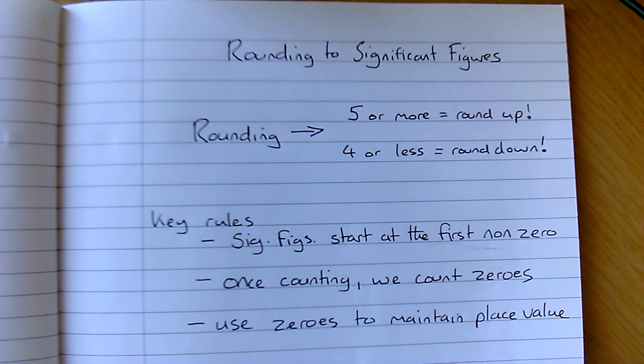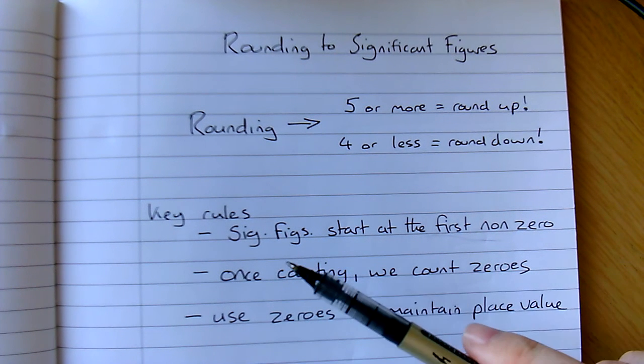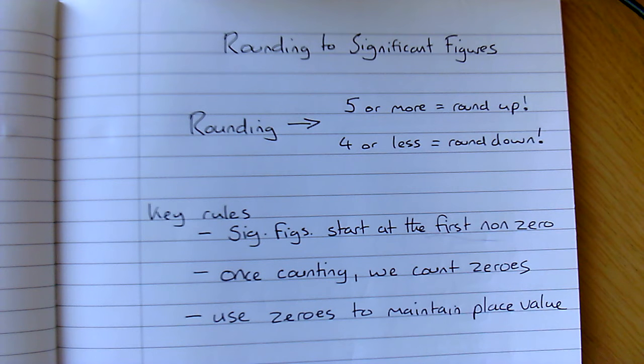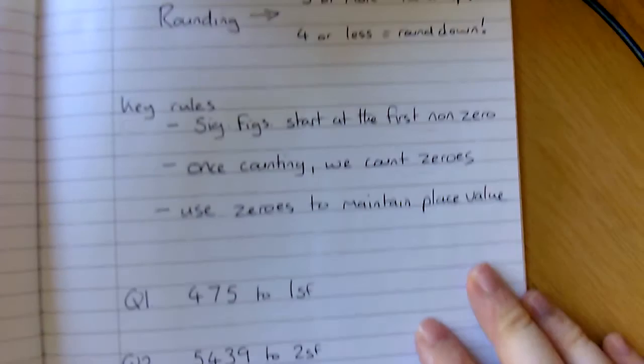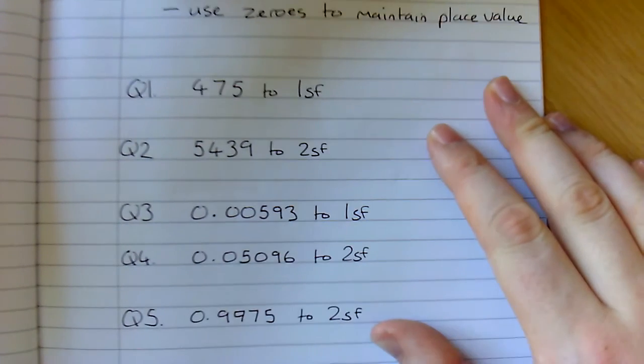The 3 key rules you should always remember. Significant figures start at the first non-zero. Once we are counting, we count zeros, and we use zeros to maintain place value. That does sound a bit weird, but once you see it in action, it's quite straightforward. Let's look at a few questions.